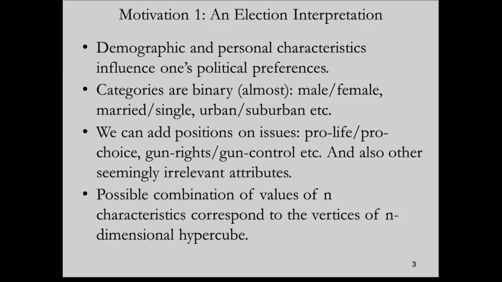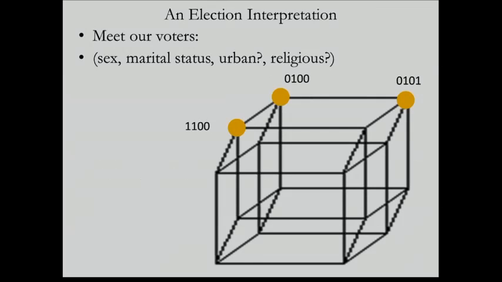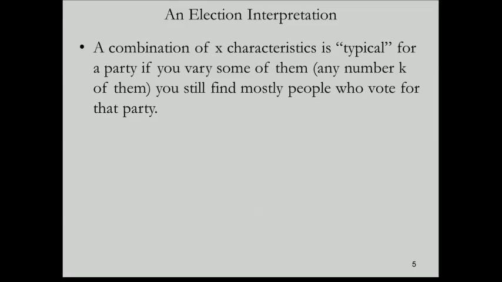So, assuming that all possible combinations can be found, let's make this assumption to make my point. The set of voters could be thought of as the vertices of an n-dimensional hypercube, where n is the set of characteristics that we think represent the political preferences of someone. So let's assume that we have these four characteristics. These are voters: male, married, urban, and religious; male, married, urban, and not religious, etc. So what we care about is to find typical voters.